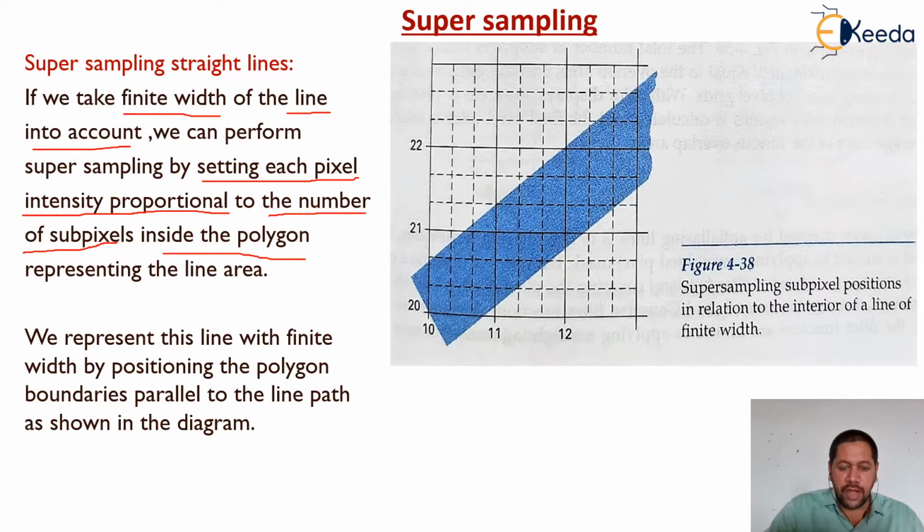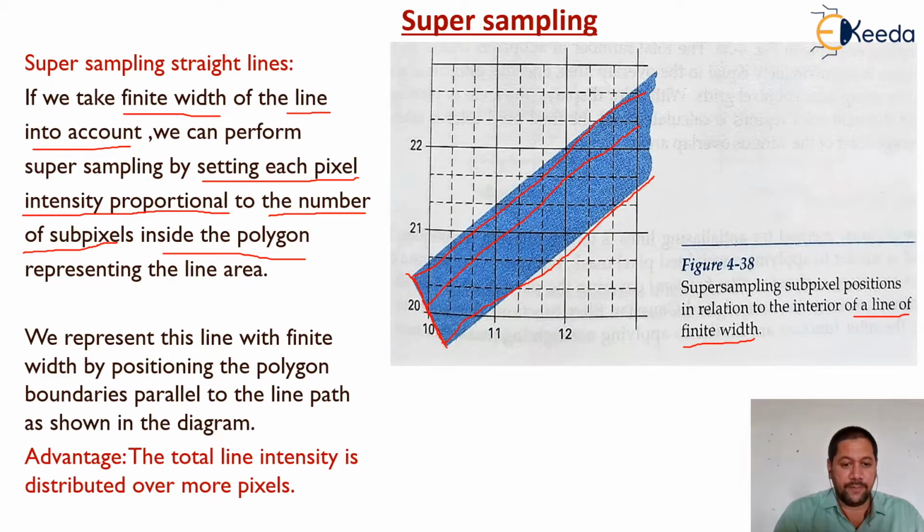This is my actual line. I am using this as the super sampling subpixel position in relation to the interior of the line's finite width. As per the direction of the line, I consider this is my line. I'm considering the pixels which are on the path of the line proportional to the number representing the line area, and this will be more helpful to remove the aliasing effect appropriately.